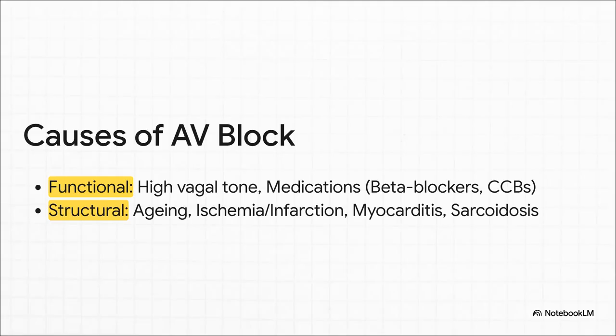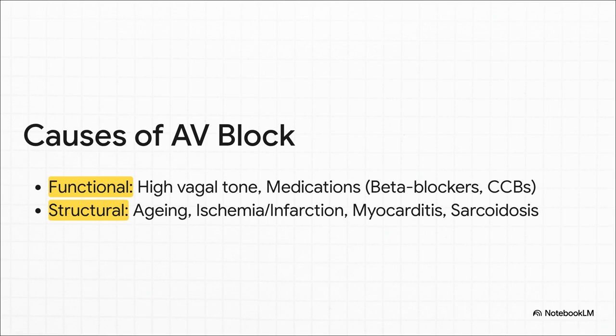And this brings us to a really key concept. The gatekeeper can fail for two main reasons. It can be a functional problem, meaning it's temporary. This could be from an athlete having a really high vagal tone or from medications that are hitting that brake pedal a little too hard, like beta blockers or calcium channel blockers.